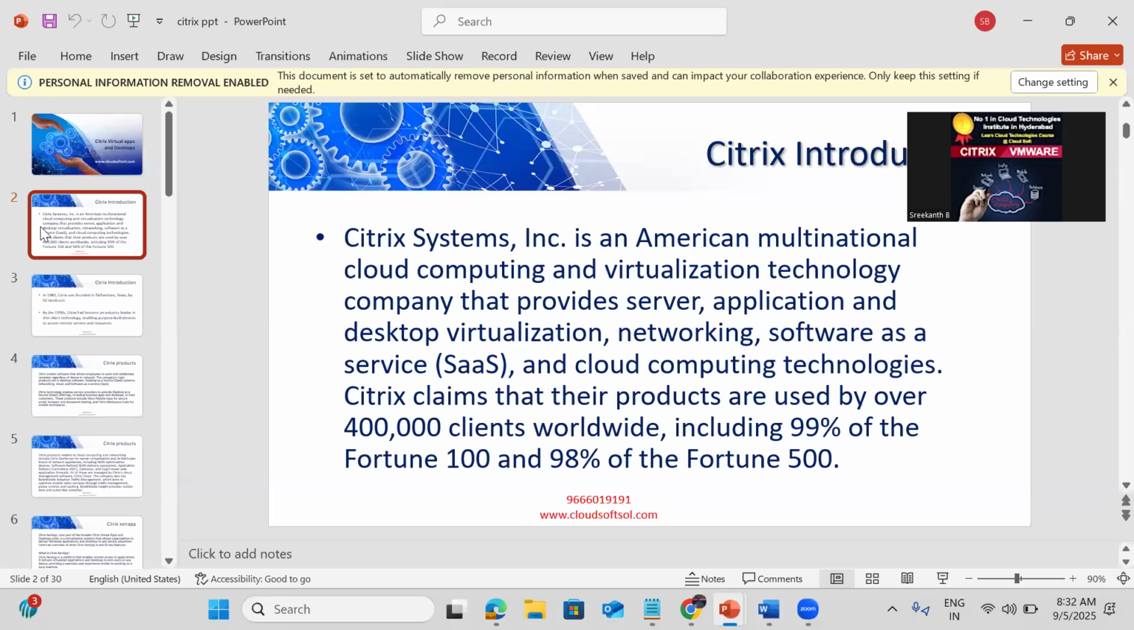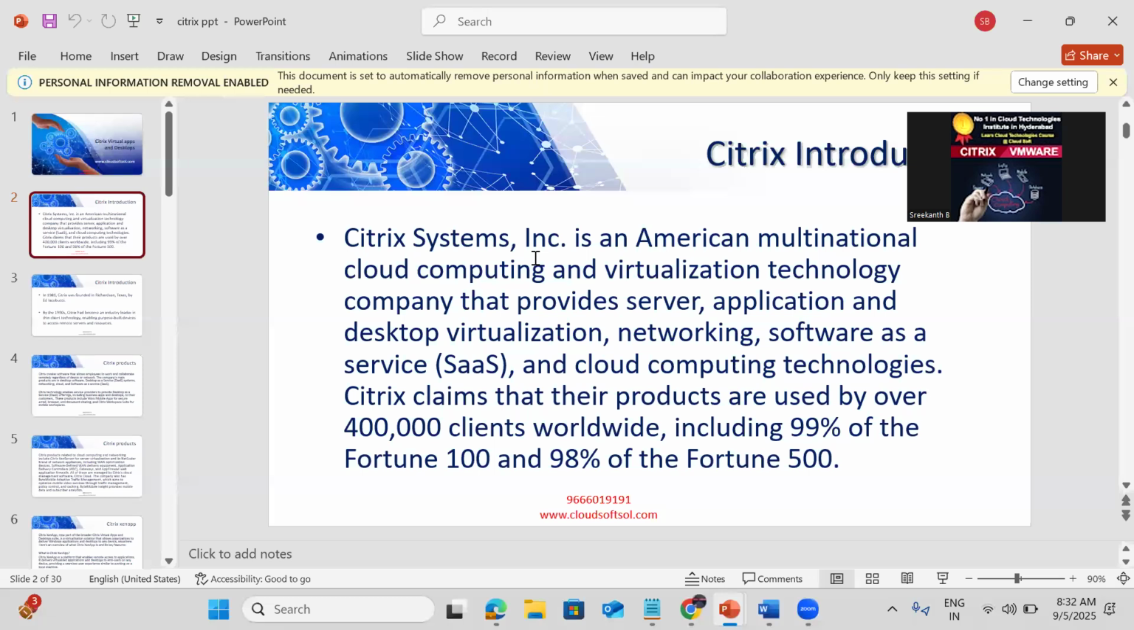Okay, Citrix has a lot of products, and some of those products we are going to learn. Citrix is a product-based company, which has app virtualization, desktop virtualization, server virtualization, and cloud. Most of the endpoint MDM kind of solutions, we have all those. Citrix provides server virtualization, app virtualization, desktop virtualization, networking, software as a service, and cloud computing.